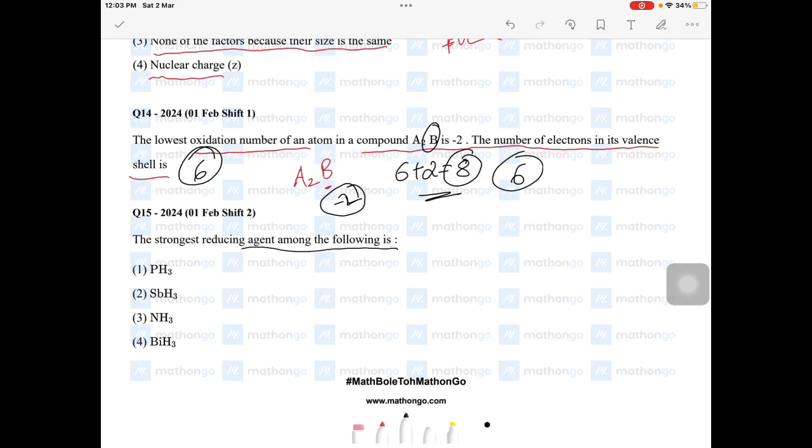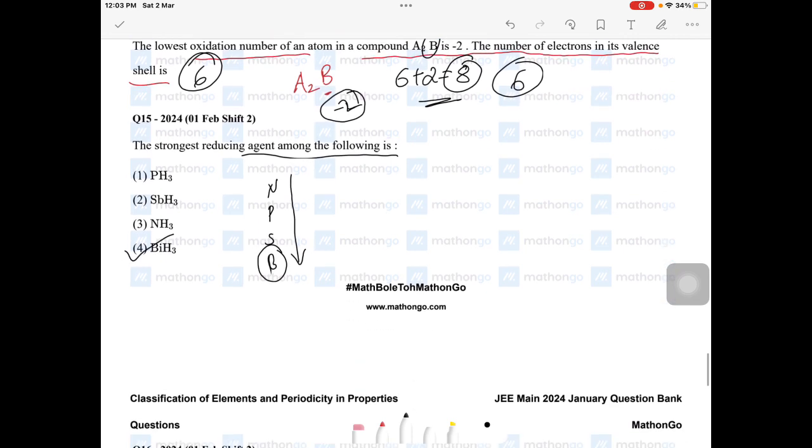Strongest reducing agent among the following. So nitrogen, phosphorus, arsenic, bismuth hydrides. Down the group, reducing power increases. That's why bismuth, BiH3 is the strongest reducing agent.